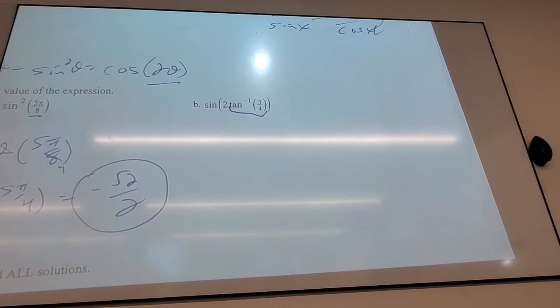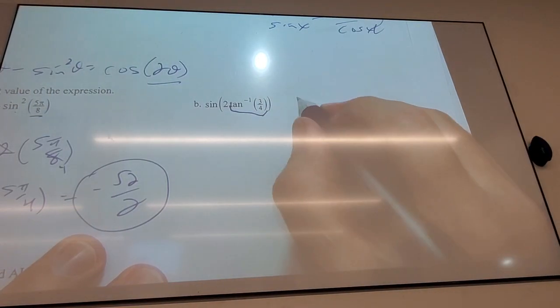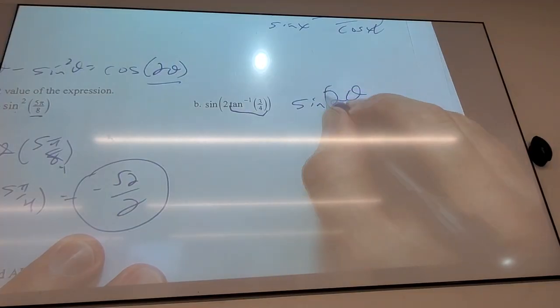So this says sine of twice an angle. Do you guys see that? The inverse tangent is an angle, because it takes what normally goes inside of a trig function and makes it the output. An angle goes in, so an angle comes out of an inverse trig. So this is sine of twice theta.